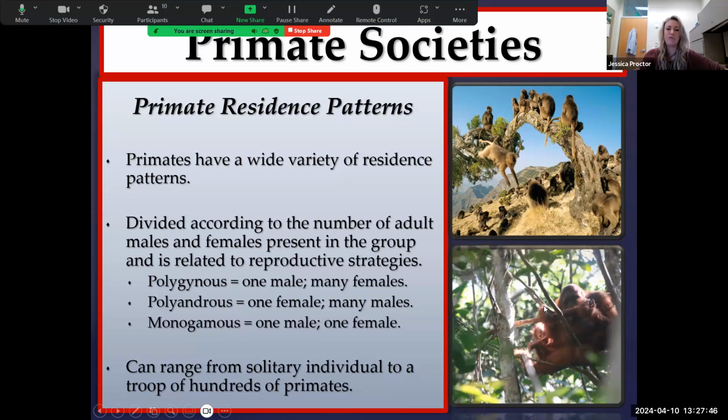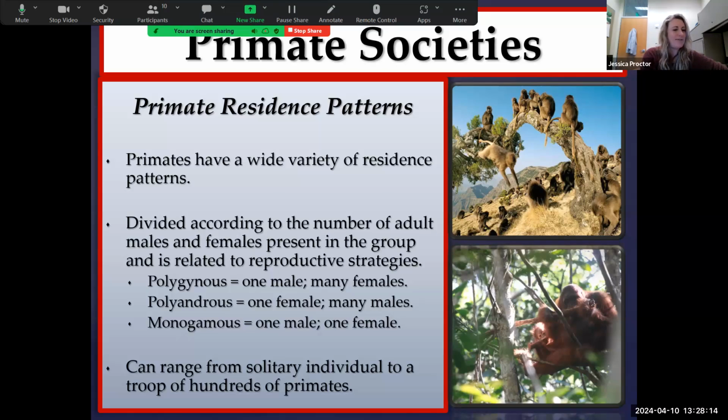Polygynous refers to one male, many females. So that's one dominant male that's mating with all of the females in his group. We're going to see this in Hamadryas baboons, gelada baboons, gorillas. Some of the other Old World monkeys will have this strategy, but essentially it's one male mating with all of the females in his natal group, or in his home group, I should say. That's a better way to look at it.